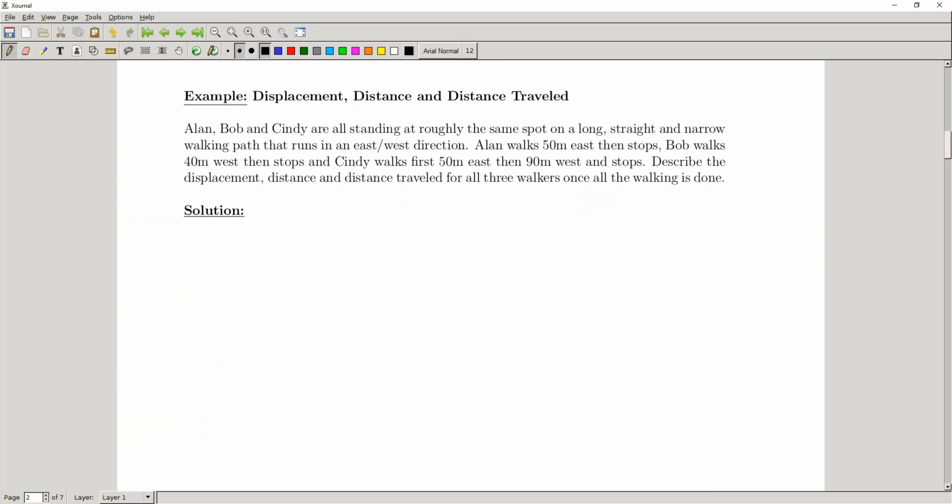Okay, so here I have a little example that we can take a look at, that's going to illustrate the difference between displacement, distance, and distance traveled. Here I'm going to read the problem. We have Alan, Bob, and Cindy. They're all standing roughly at the same point on a long, straight, narrow path. The path runs east-west, and each of them walks some different distance, and we're going to talk about what that looks like and what these different values would be at these different points.